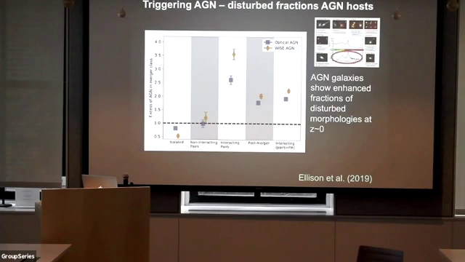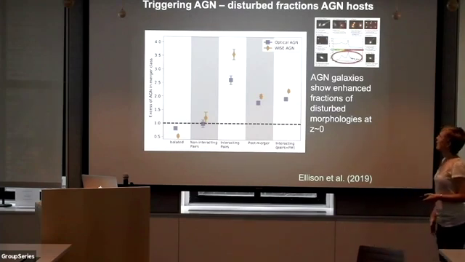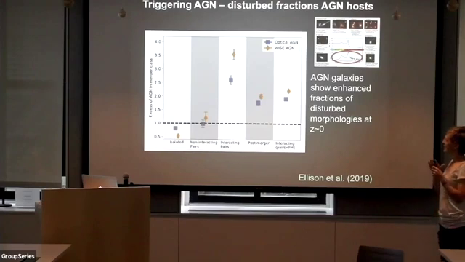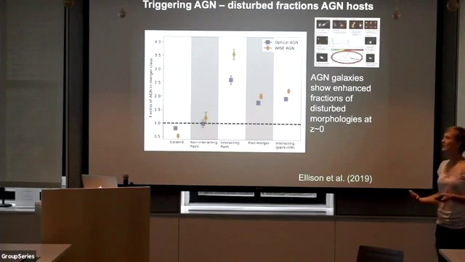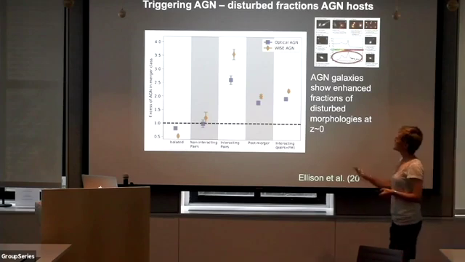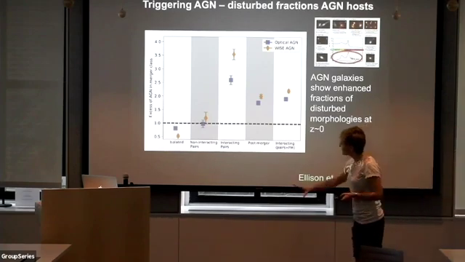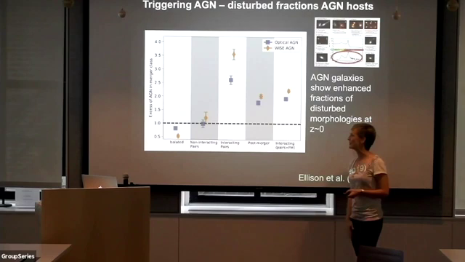So this is a piece of work that I just put on the archive last week, which was accepted last week, where we do this morphological classification in very deep CFHT imaging. It's 3 magnitudes per square arc second deeper than Sloan, and so you can really pick out those tidal features much more effectively.